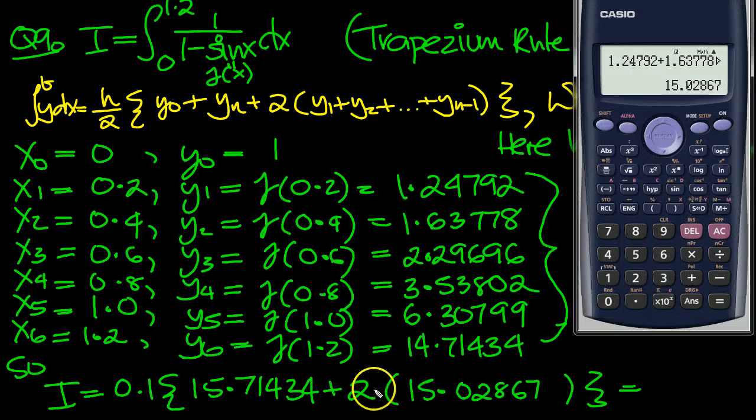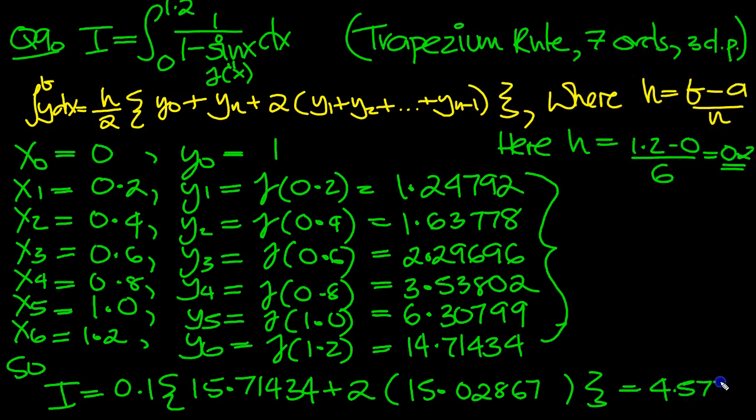So there's our number, times it by 2 then. Keep it in the calculator, times by 2 equals, you get that number. Then add 15.71434, equals, so we get that number here, times it by 0.1, and we get 4.577 to 3dp. 4.577, and that was to 3 decimal places.